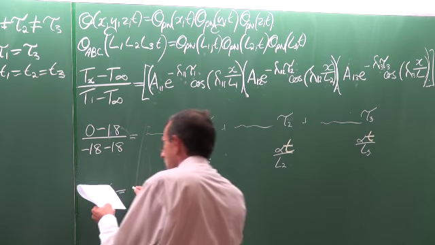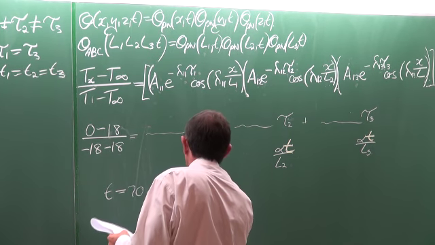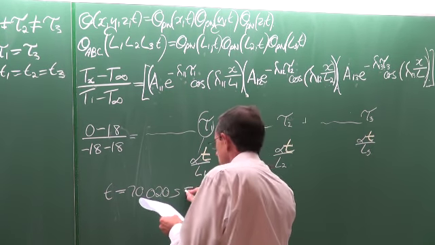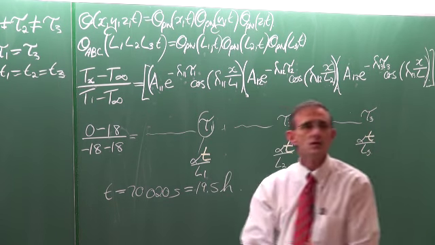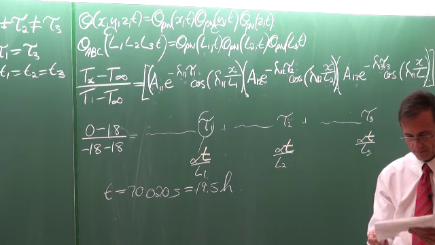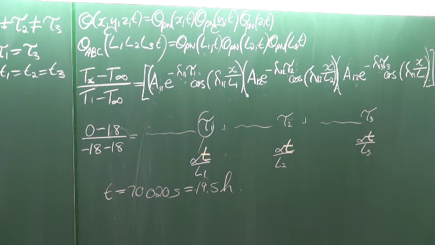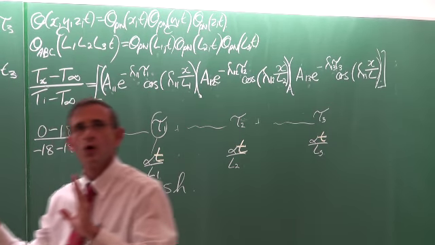Okay. The time is 70,020 seconds. To an engineer, that doesn't mean anything. That means it is 19.5 hours, almost 20 hours before it would start melting. Ladies and gentlemen, do you agree in terms of the principle of the problem?